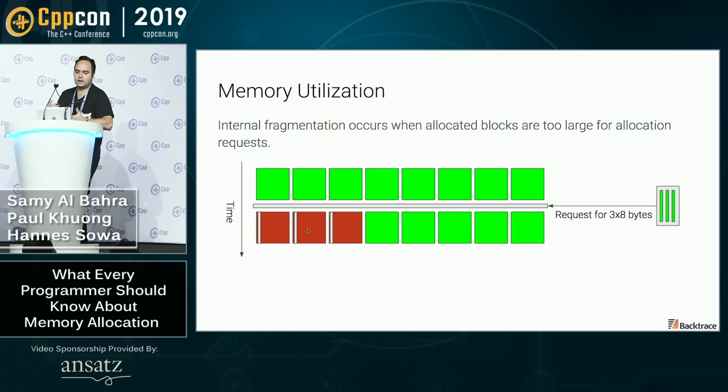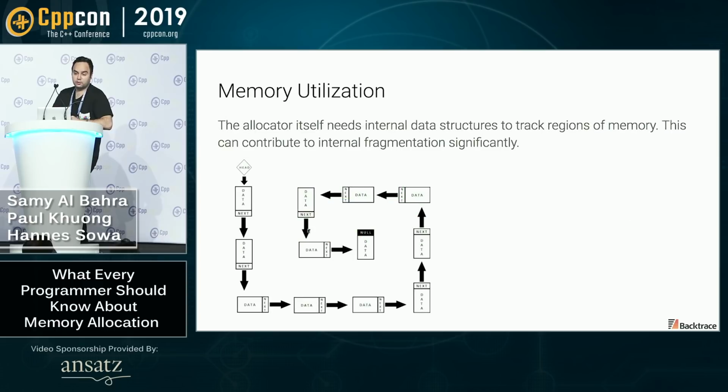So in this example, you have a lot of internal fragmentation, a lot of wasted memory. The other challenge is the allocator itself needs efficient data structures to be able to quickly determine which blocks of memory are available or in use. And if those data structures are overly heavyweight, they can contribute to internal fragmentation significantly.